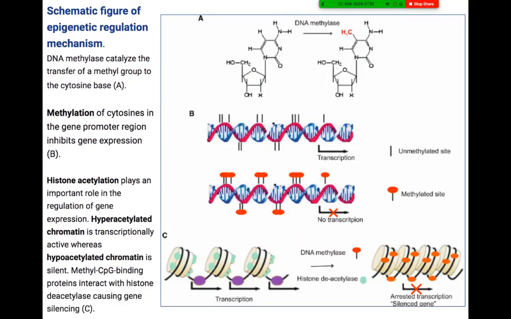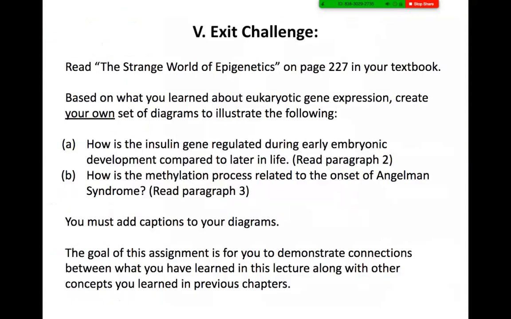Now, having this background knowledge, what I want you to do as part of your exit challenge is to read carefully page 227. On this page, there is a textbook box where you can read a little more about two really interesting scenarios. I want you to create your own set of diagrams that illustrate what the textbook describes in words. How is the insulin gene regulated during early embryonic development compared to later in life? That is described in paragraph 2 of this page.